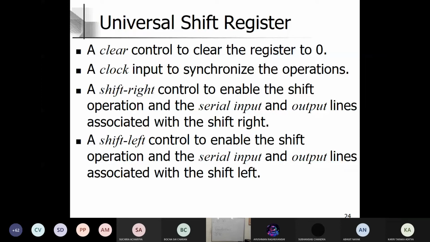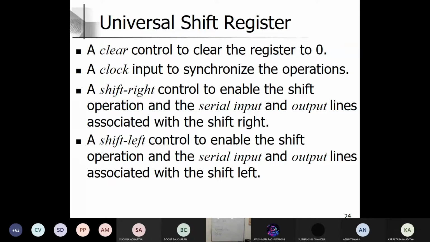You will definitely have a clear. Why? Because we are using flip-flops. We will definitely have a clock pulse because flip-flops do have a clock, right? And it is in the synchronized mode because we will use more than one flip-flop. Similarly, you will have shift right operations and shift left also to be performed.